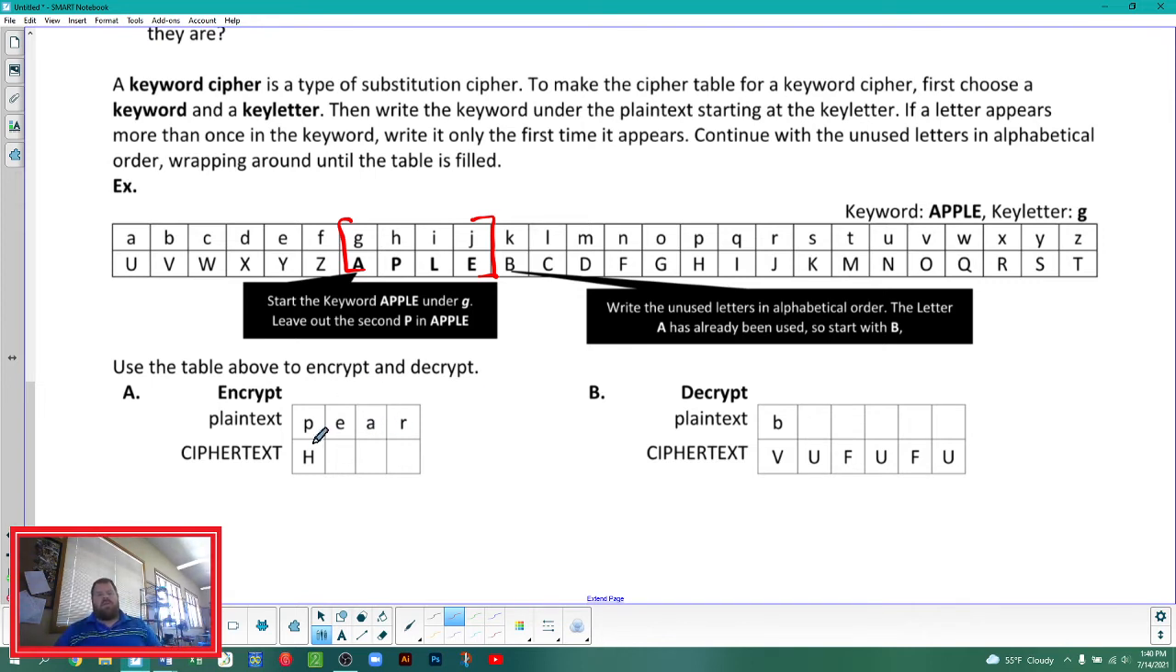So the word pair, okay, this is pretty straightforward, but the word pair, as P turns into H, E turns into Y, A turns into U, and R turns into J. Not too exciting, I know. To decrypt this, V came from B, U came from A, F came from N, U came from A, F came from N, U came from A. Banana, that's what we get on that one.